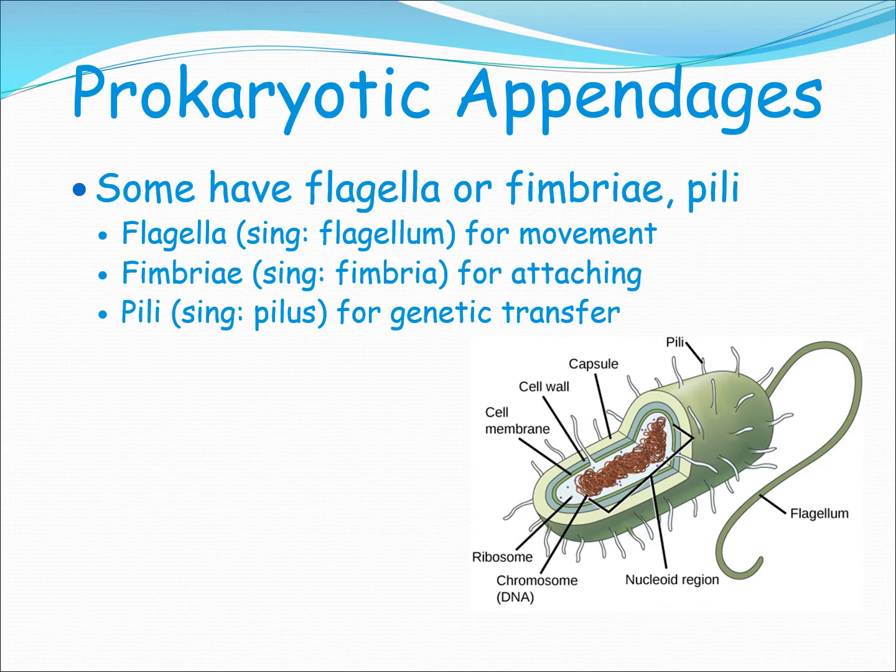There are 3 structures which help a prokaryotic cell perform necessary functions. The flagellum helps with movement. Fimbria, not shown on this diagram, allow them to attach to surfaces, and pilus, which aid in transferring genetic material.